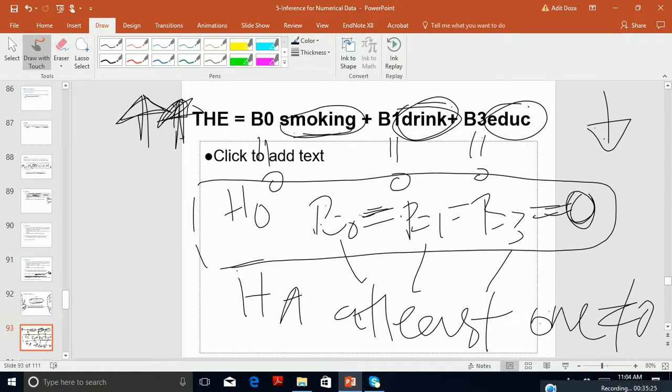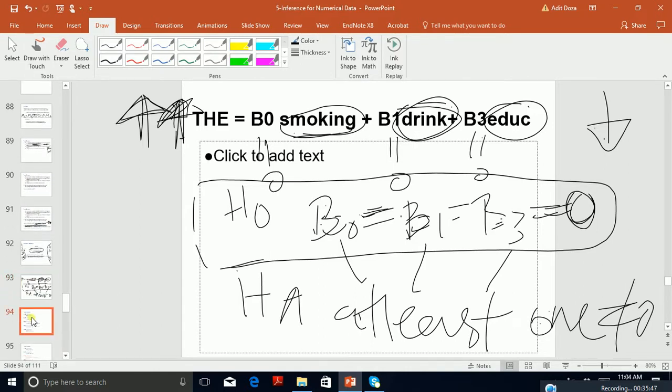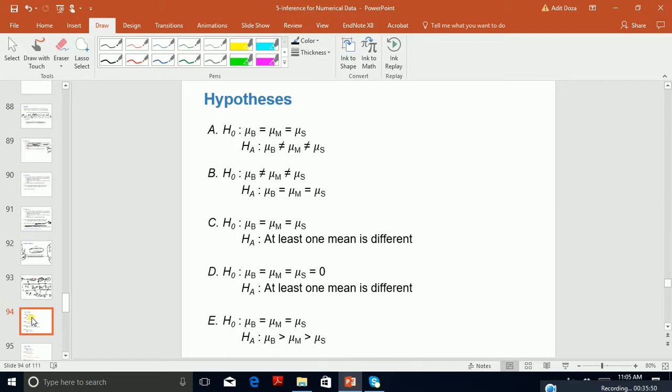So is it clear how to construct a hypothesis? Here I'm comparing 3 different groups: smoking, drinking, and educated people. So EDUC is for if they are highly educated. Is it clear to everyone, right? So the null hypothesis is there is no difference, all the means are the same, or maybe all of them are equal to 0. And the alternative is they are not, at least one of them is not equal to the other.